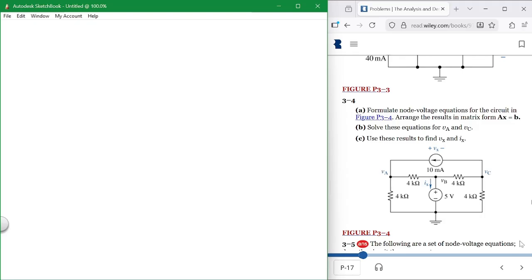Okay, so 3.4. This is the other one that I ask you to do of this kind. So you look at it and you say, okay, now you write it around VA. What's different about this one and the other one? The other one had two current supplies in it, didn't it? This one has a current supply and a voltage supply. So how many unknown voltages? 3. So it's a 3 by 3. And this is a little bit messier, but it's the same basic process. So basically this one is 3 equations.